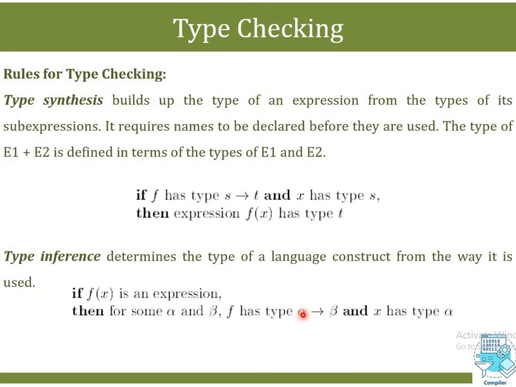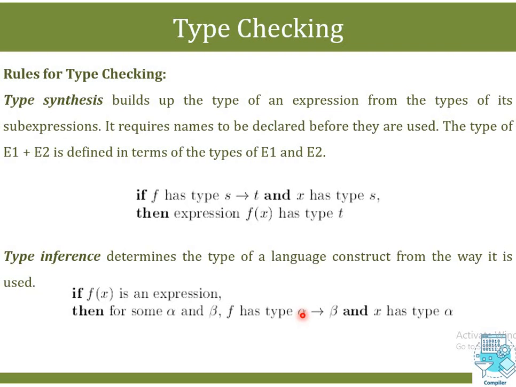Okay, I'll repeat once again. We have a function f, okay, and you have defined the function f with an input of type alpha, and the function is returning of type beta. Okay, fine. Now if you give x as an argument to the function, obviously x type should be alpha. So that is what type inference is.